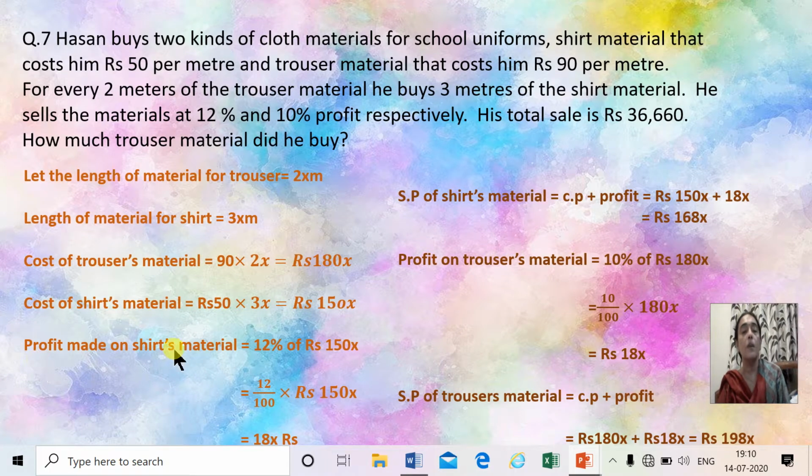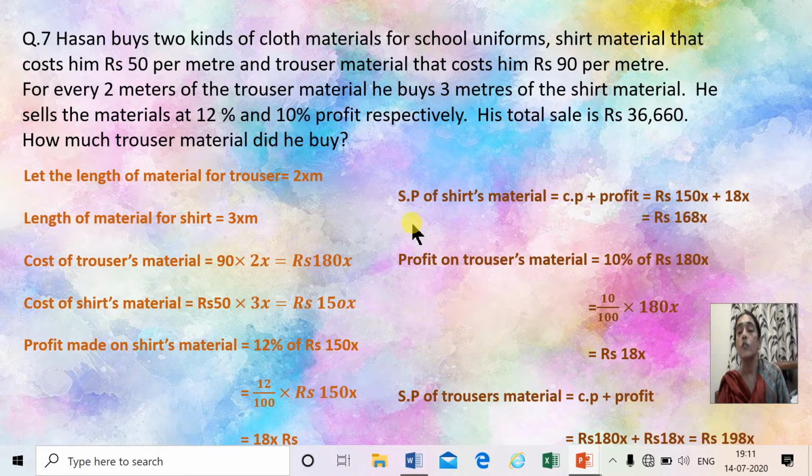Profit made on the shirt material is 12%, and that is equal to 12% of 150x, 12% of the cost price. So 12 upon 100 into rupees 150x. The 0 and 0 cancel. We take the tables of 5: 5 3s are 15 and 5 2s are 10. Again we take the tables of 2: 2 1s are 2 and 2 6s are 12. So 6 into 3 is equal to 18x. Now we find the selling price of the shirt material.